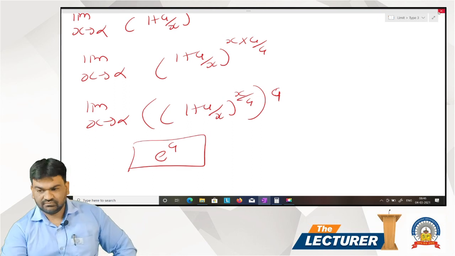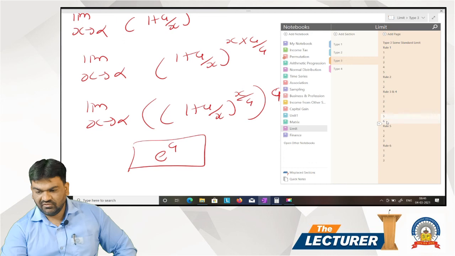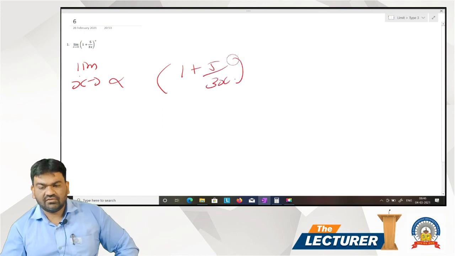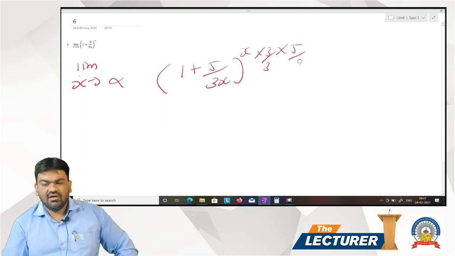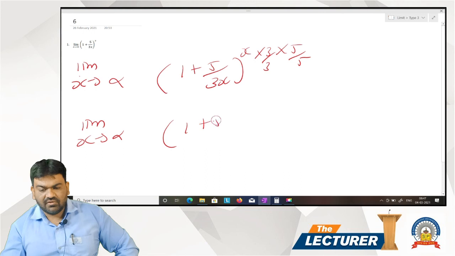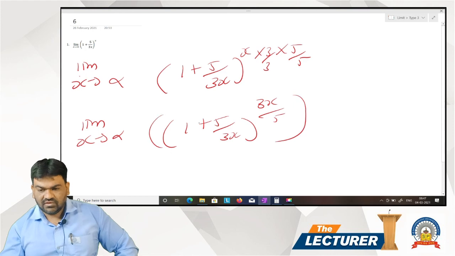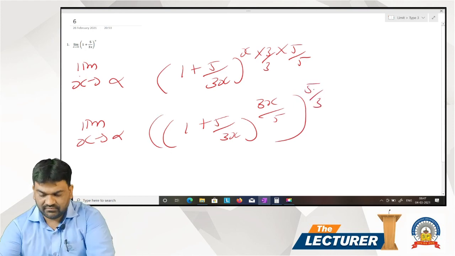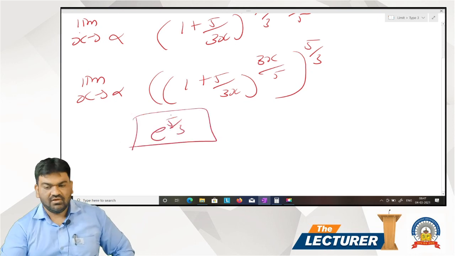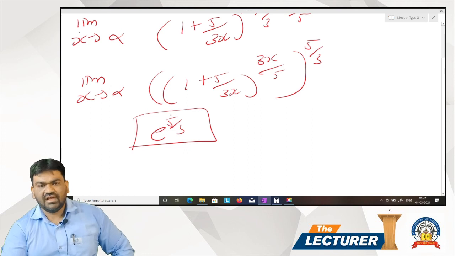Next, last of this rule. Limit x tends to infinity, (1 plus 5 upon 3x) raised to x multiplied by 3 divided by 3 multiplied by 5 divided by 5. Limit x tends to infinity, (1 plus 5 upon 3x) raised to 3x upon 5. So 5 divided by 3. Here e raised to 5 by 3. This is your answer. So here our rule 2, 3 and 4 is completed.